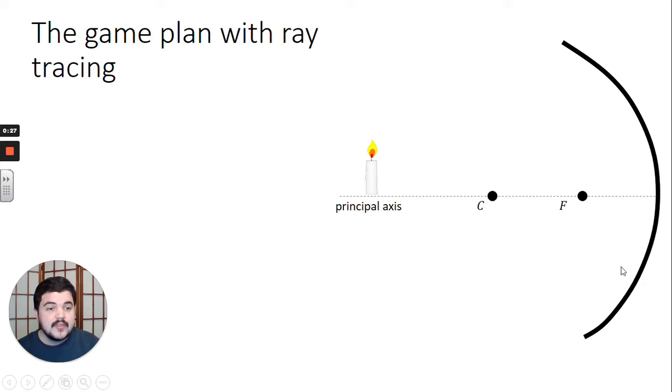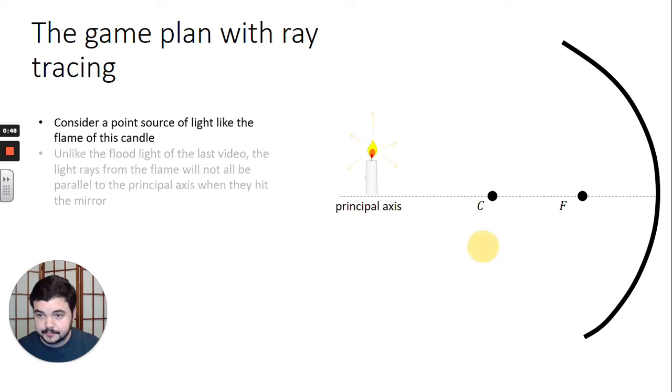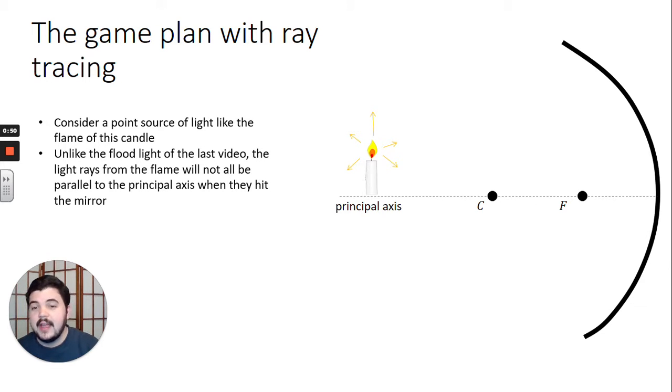Some reminders: this is a spherical cross section here of what would be a completely spherical mirror, just part of it. And then the center of that circle is labeled capital C, and the point where parallel light rays focus is called the focal point, capital F. So I want you to consider a point source of light, like the flame on the candle there. Unlike the floodlight of the last video, these light rays, represented by the yellow arrows, will not all leave that point source parallel to the principal axis.